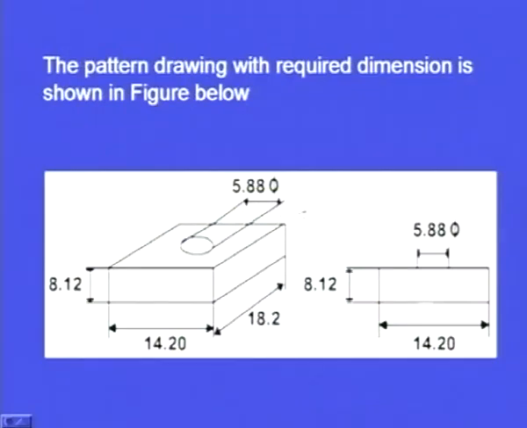The pattern after giving the machining allowance will be looking like this. The 14 point that side will have the dimension 14.2 and this side 18.2 and this side 5.88, here it is 8.12. So, this is the final geometry of the pattern after considering the machining allowance also.